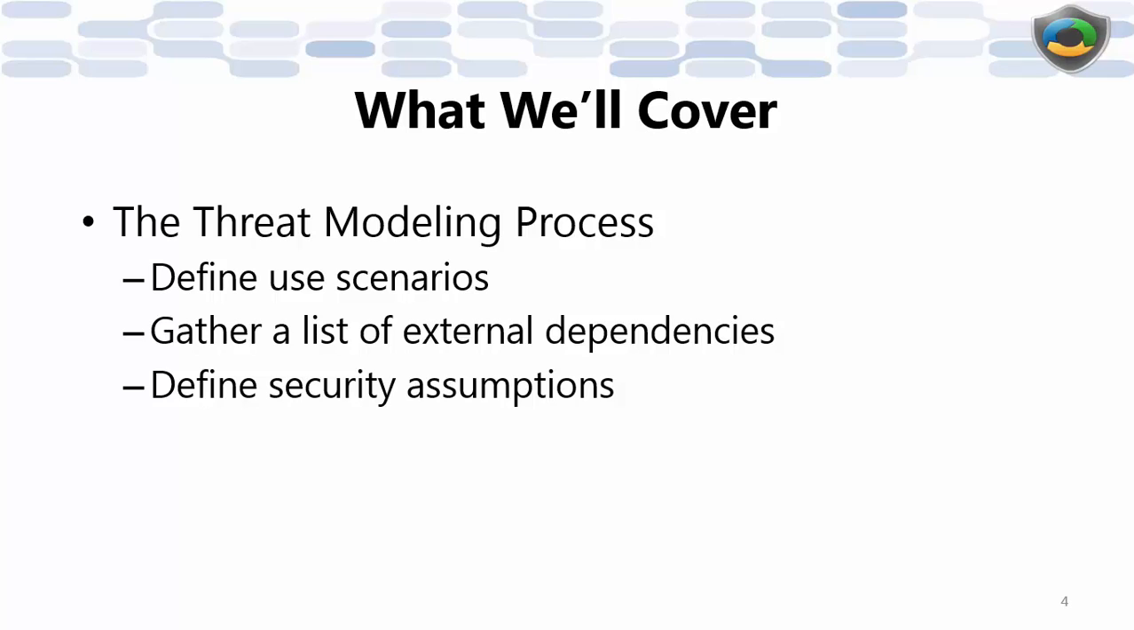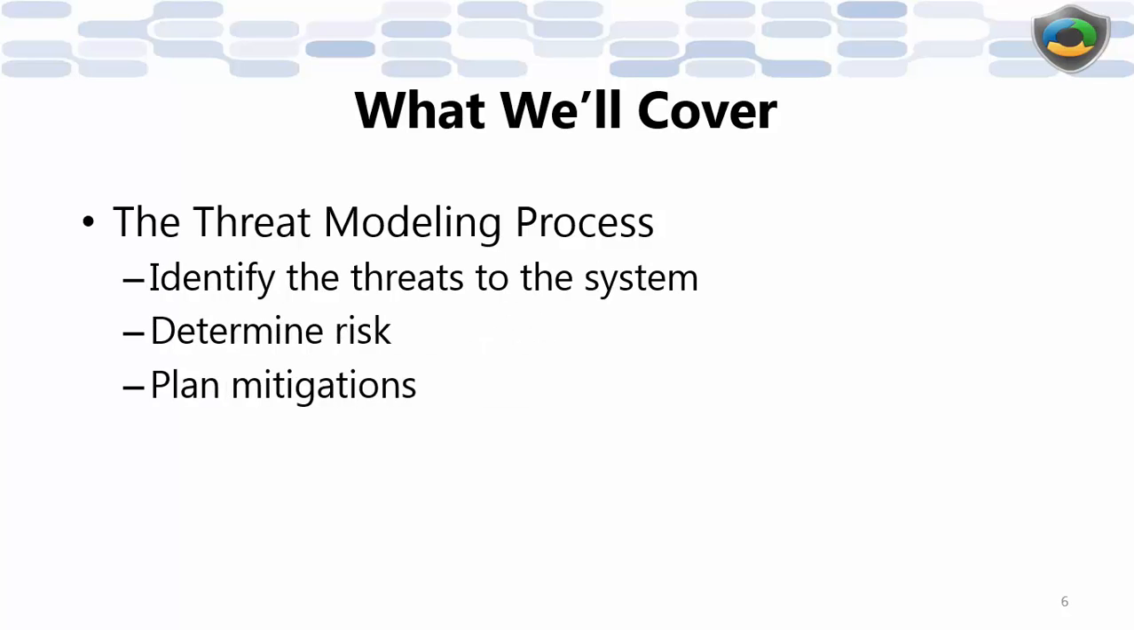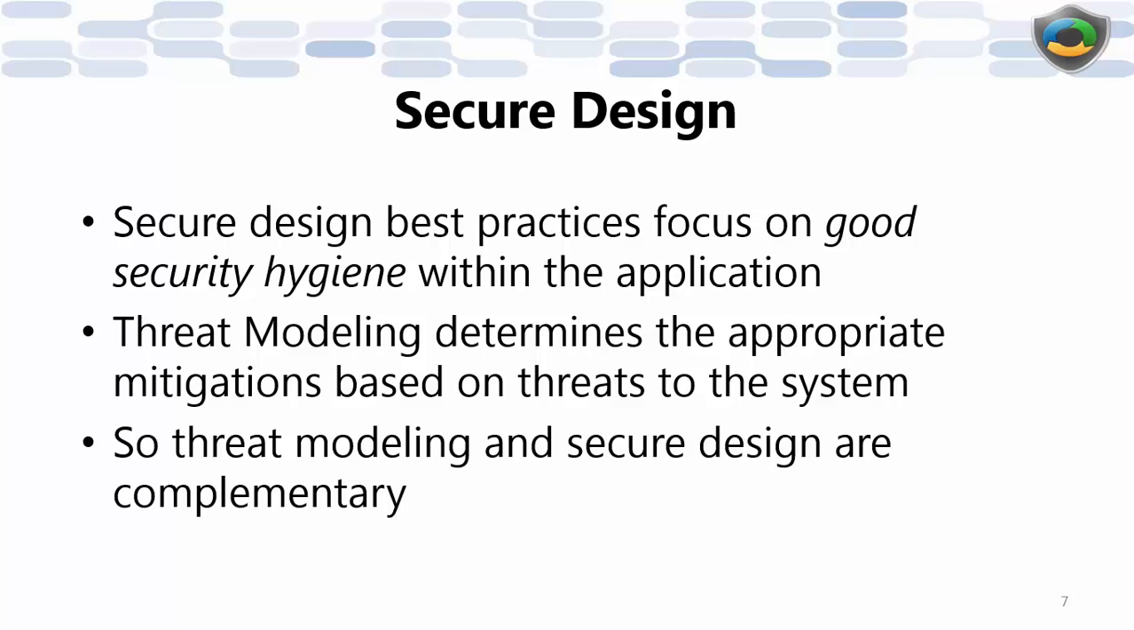So we'll talk about use scenarios, and then we'll gather some external dependencies. When you've got external dependencies, you also have internal dependencies. We'll define security assumptions. We'll create external security notes. And again, when you create external security notes, you'll also create internal security notes. We'll create one or more DFDs, and we'll talk about the components of data flow diagrams. Determine threat types, identify the threats to the system, determine the risks, plan the mitigations. All right, so that's pretty much what we're going to go over.